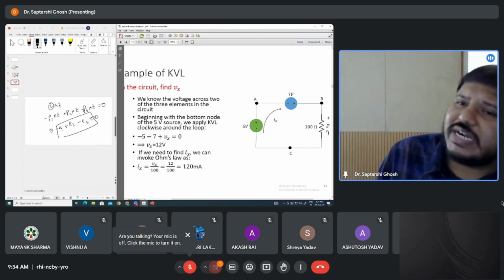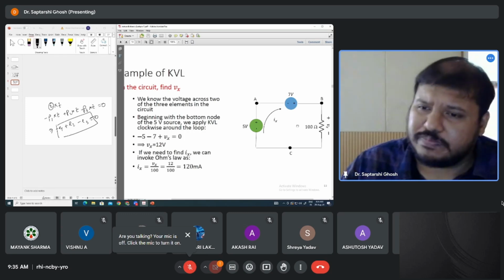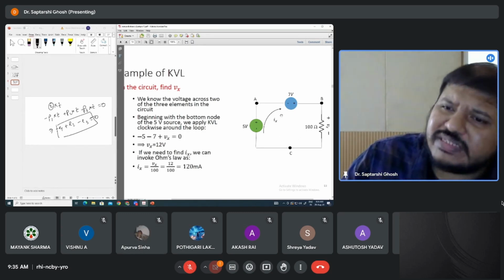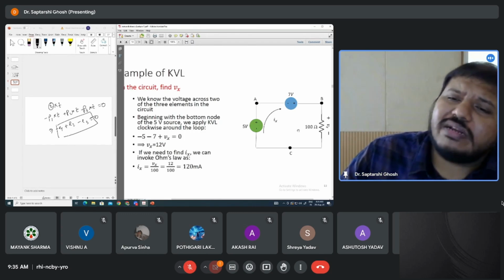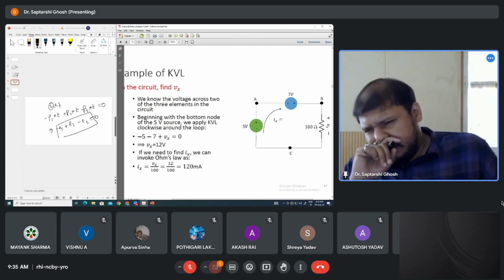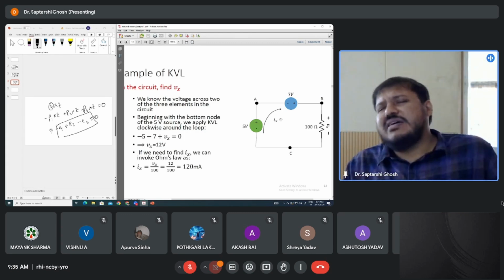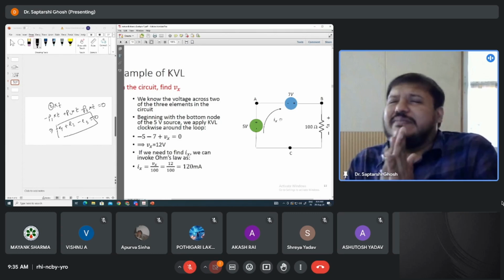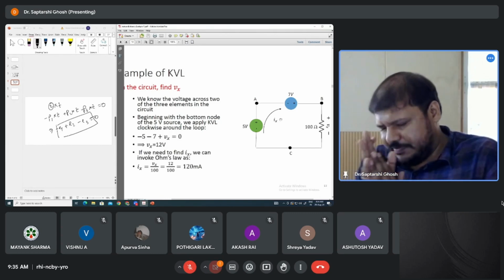We don't know how much current is flowing; Ix is unknown. But since it is a series circuit, you know that the current flowing through all the elements will be the same. In parallel the current divides into multiple branches, but in series the same current flows through all the elements.